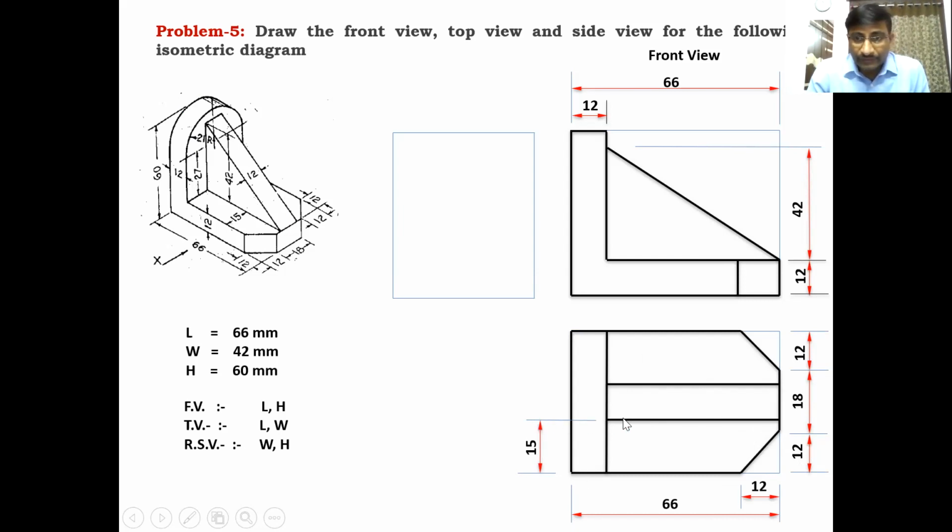ఇక్కడ నుండి 15 mm distance లో ఒక లైన్ డ్రా చేసుకుని అక్కడ నుండి 12 mm distance లో horizontal line డ్రా చేసుకుంటారు. This is a 12 mm width. Clear? This is the top view. Like this, you have to construct at the top.